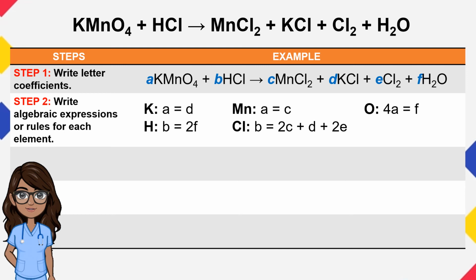To explain the logic behind this using Cl as an example, we know that the number of chlorine atoms must be the same on both sides of the equation. On the reactant side, we would have a total of B chlorine atoms. On the product side, MnCl2 contains 2 chlorine atoms, so if its coefficient is C, it must contain 2C chlorine atoms, whilst KCl contains D chlorine atoms, and so on, adding up the total number of chlorine atoms on the right side of the equation.